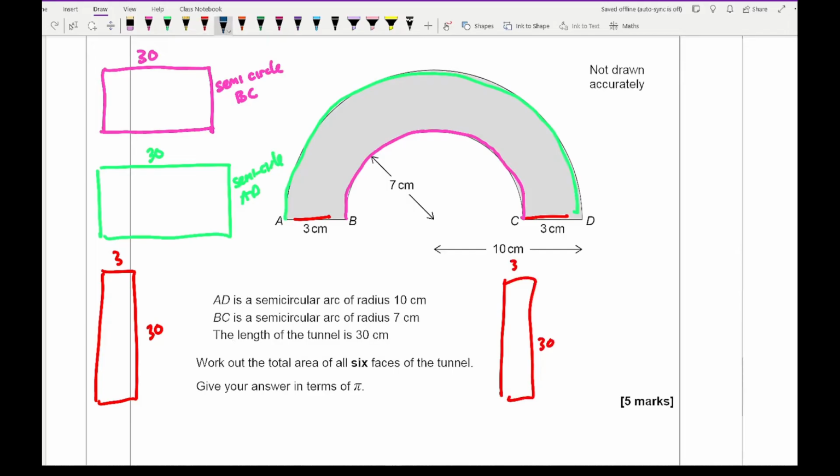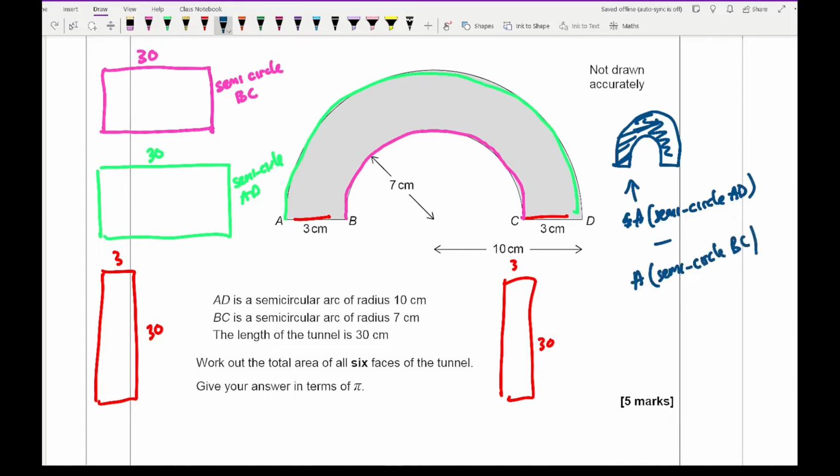And the last bit of face I need to work out is the little shoehorn bit, of which I've got 2. This area here is going to be the area of the semicircle of the big one, which is AD, minus the area of the semicircle BC. And I've got 2 of those. So they're the 6 faces. That's really, really important. Again, we're looking at it in terms of pi, and it is worth 5 marks. So it is definitely worth just taking our time with this. So let's have a look at doing that then.